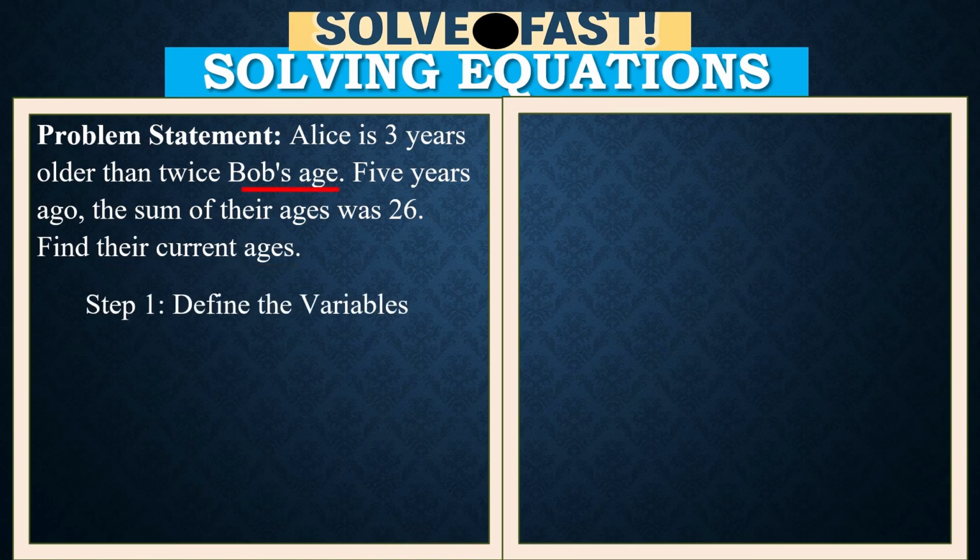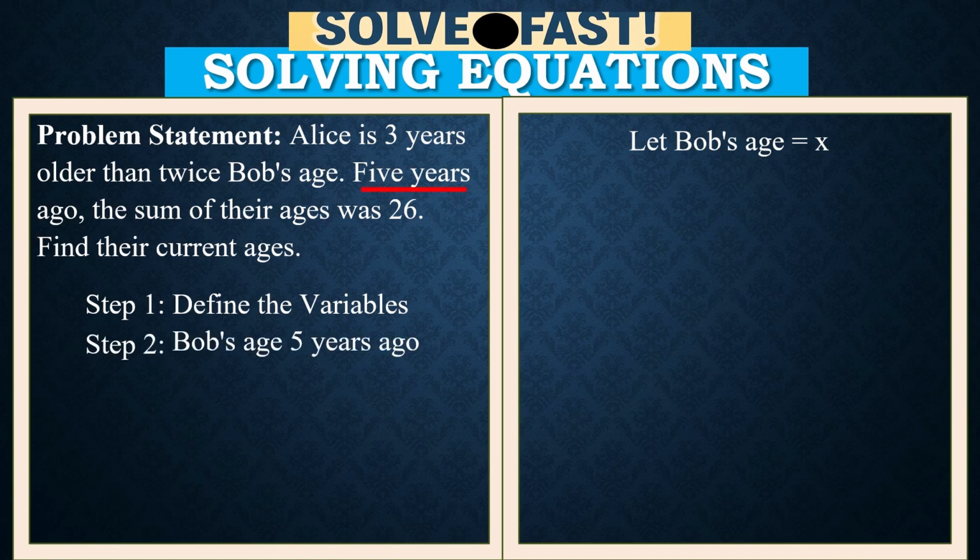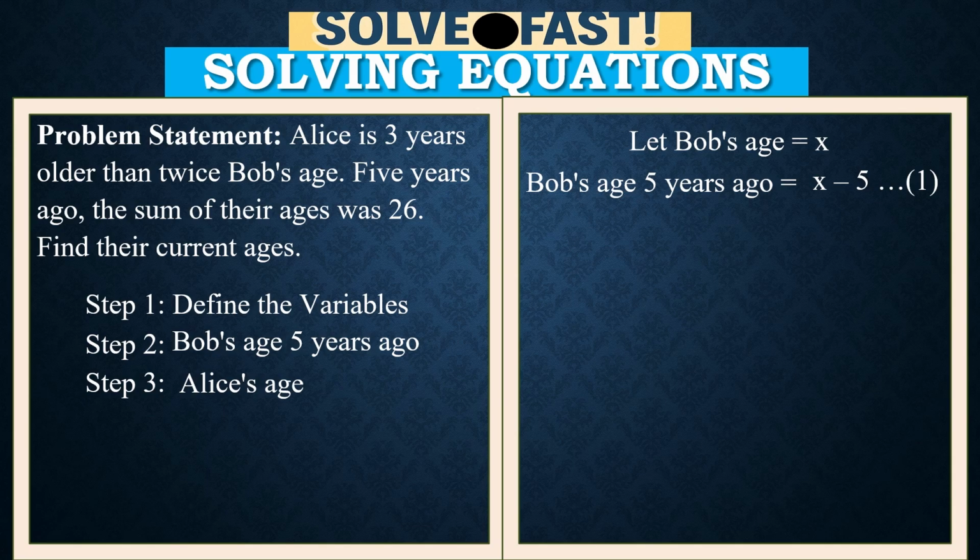You can suppose the age of only one person, and we'll take it as Bob. So the first step will be to define the variable. Let Bob's age be x. Now in step 2, Bob's age 5 years ago: x minus 5. We call it equation number 1. Now in the third step, Alice's age. Alice is 3 years older than twice Bob's age. So how will it come? 2x plus 3.